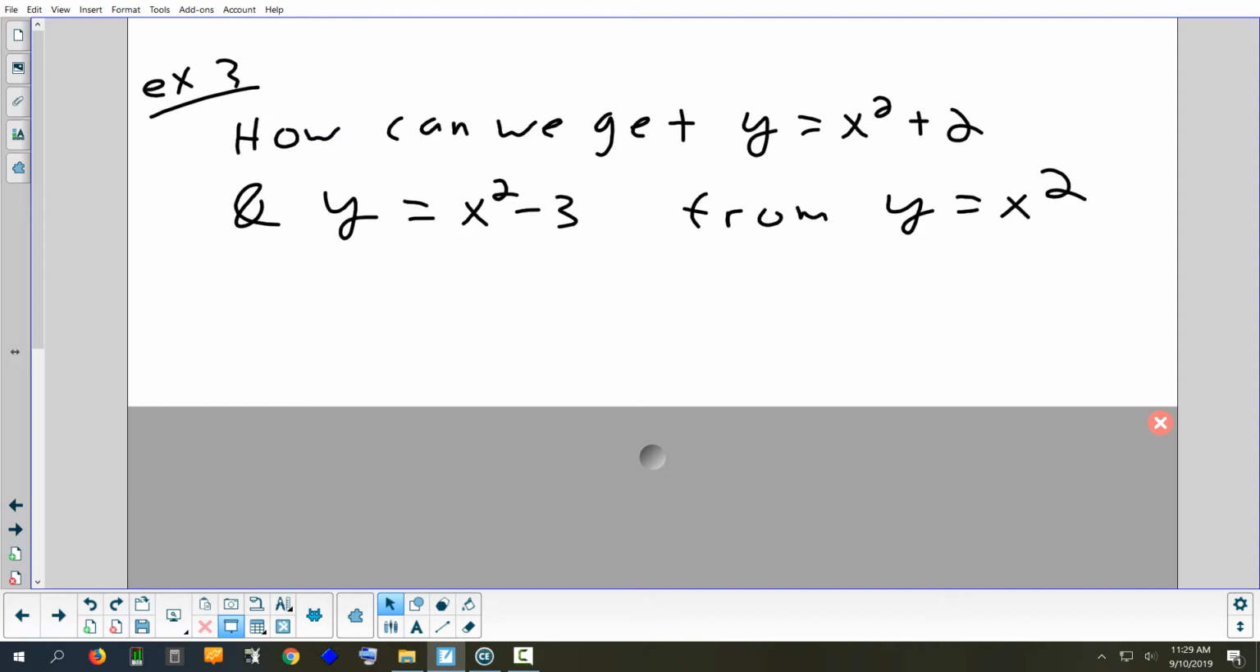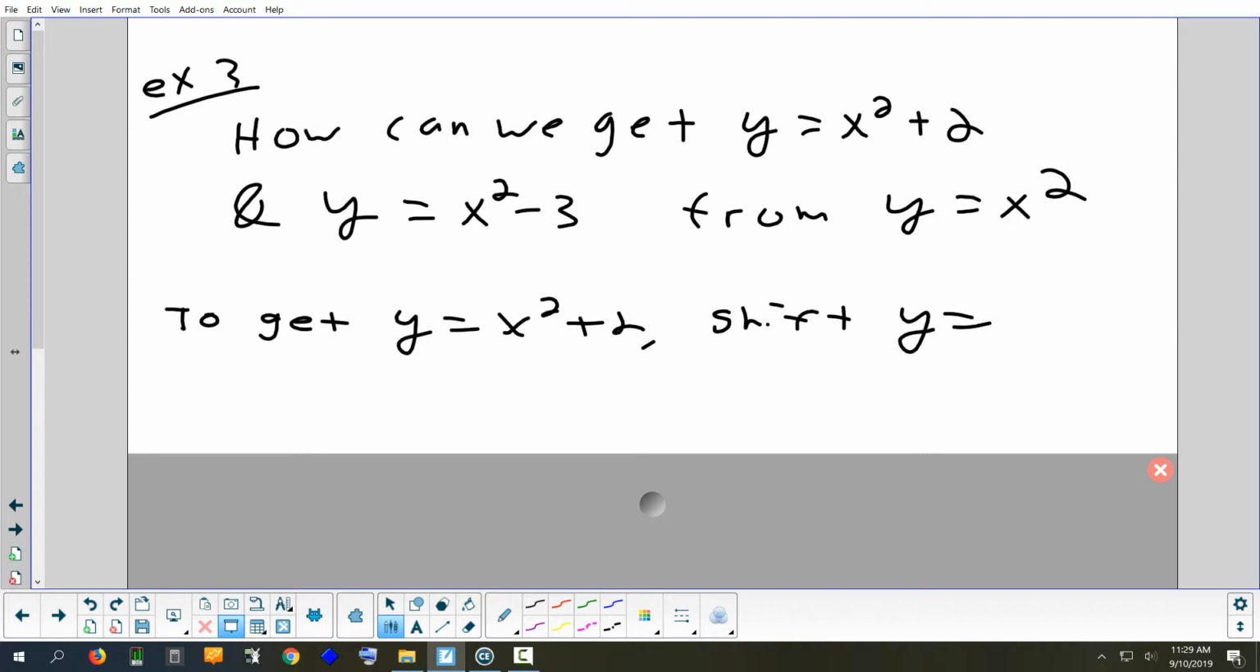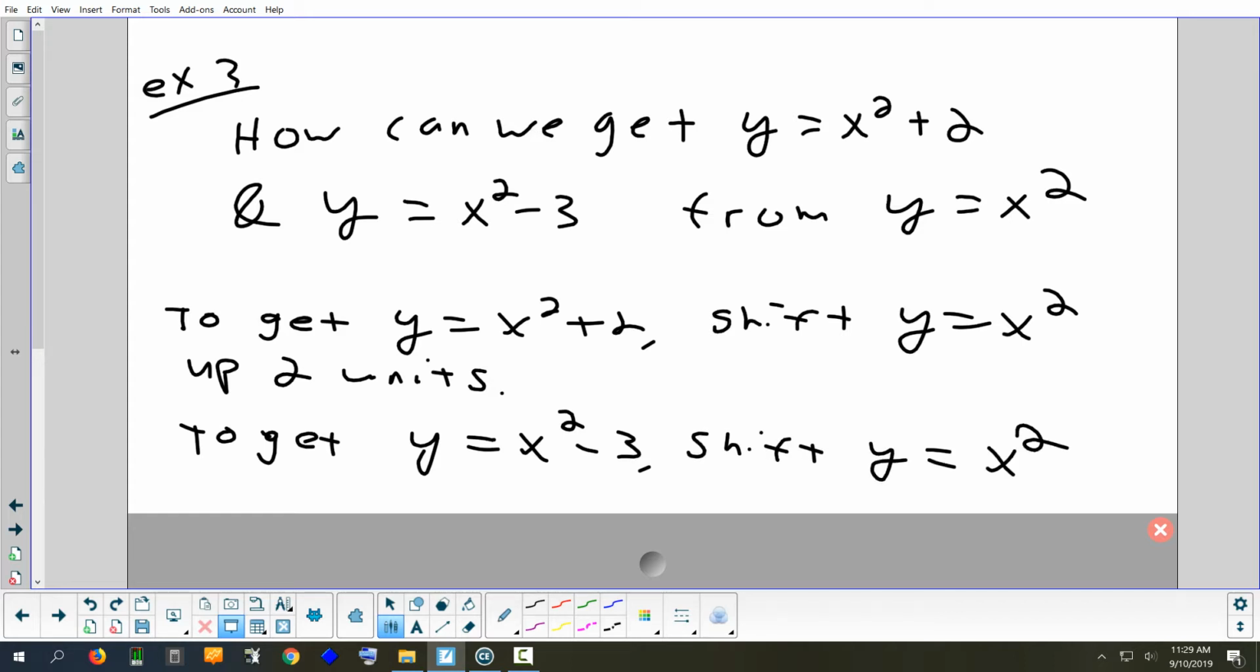All right. So I don't think we need to do the second one. You can probably guess. So how can we get y equals x squared plus 2? To get y equals x squared plus 2, shift y equals x squared up 2 units. That's how you get it. Now, to get the next one, y equals x squared minus 3, what do you think you would do to y equals x squared? Shift it down. Shift y equals x squared down 3.